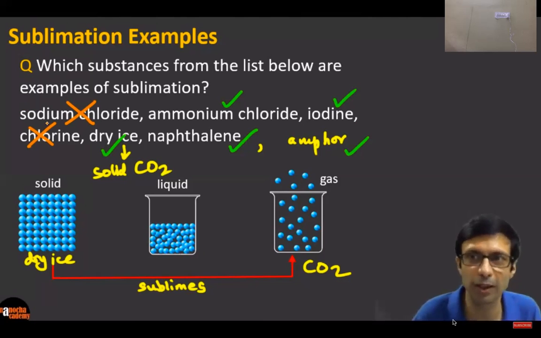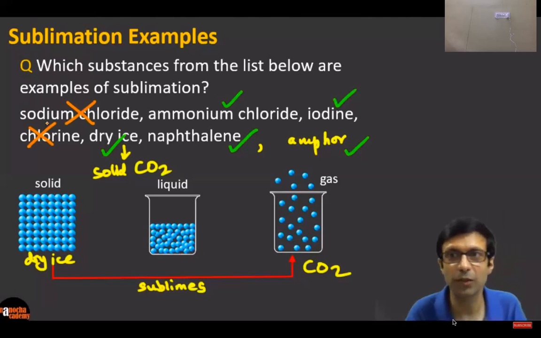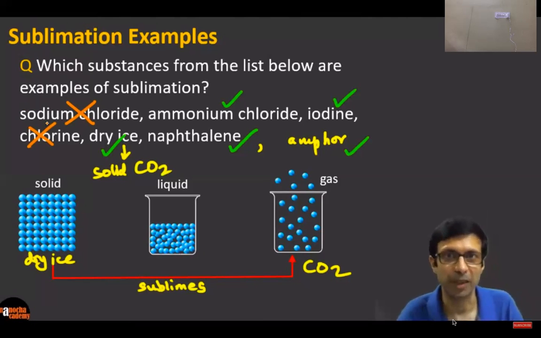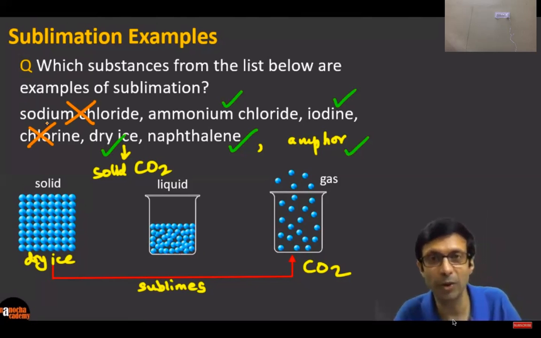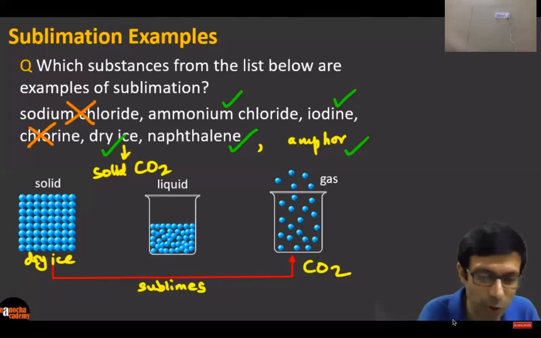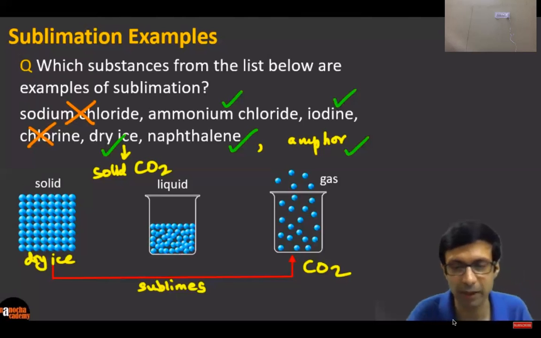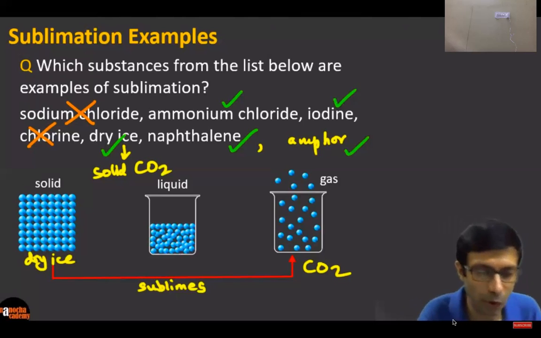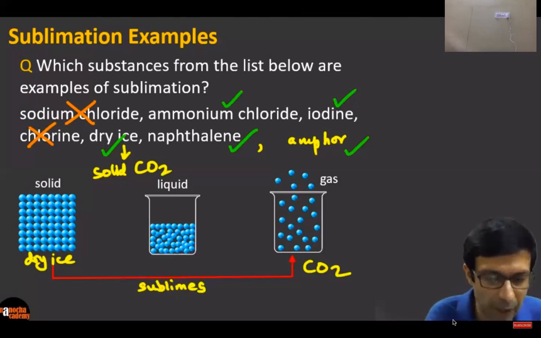Ammonium chloride is also another salt. And so we can use the process of sublimation to separate them, because ammonium chloride will sublime, but not sodium chloride. Okay, so remember that. That can be used as a useful way to separate these guys.